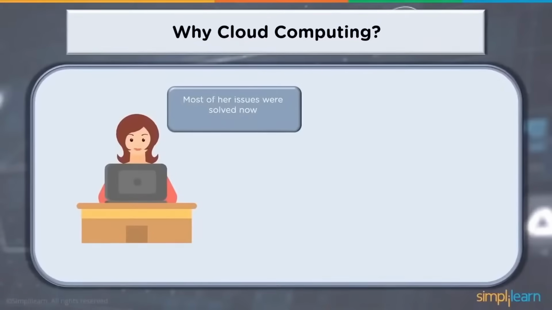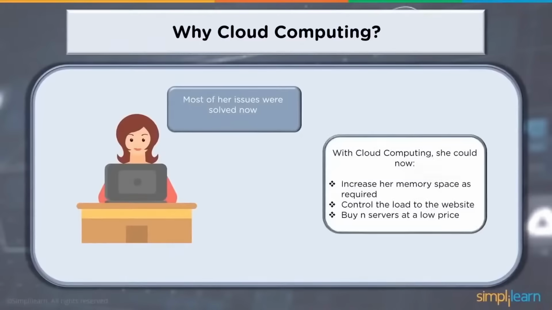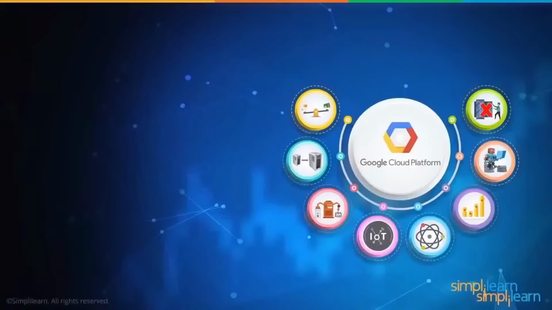Most of her issues were solved when she started using cloud computing. With cloud computing, she could increase her memory space as required, that is on demand, control the load to the website, that is basically load balancing, and handle more requests on the website or requests per minute, and buy servers at a lower price, that is scaling up or down based on the requirement.